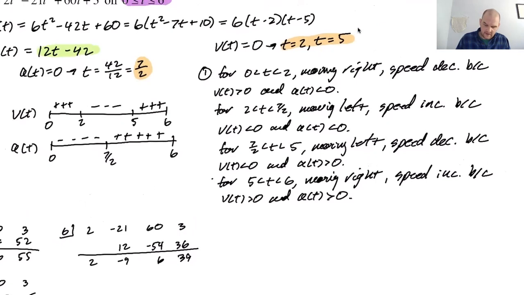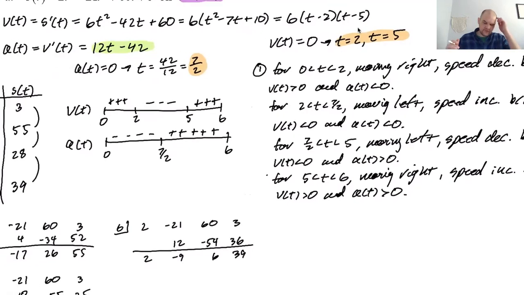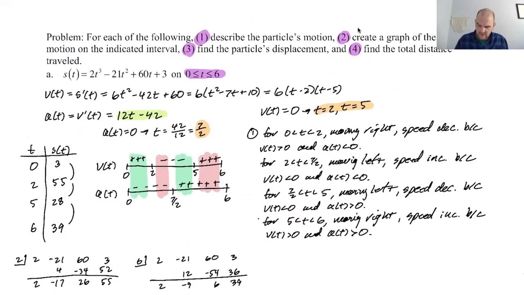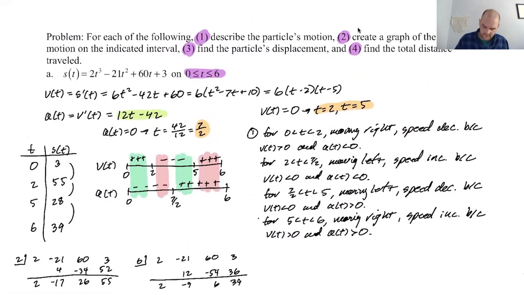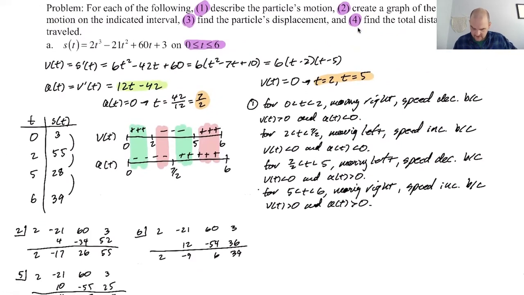All right, I think that describes the entire thing. So I'm going to do a weird highlighting job here. I'm going to highlight the regions where speed is increasing. So speed is increasing here, speed is increasing here, and speed is decreasing here, and here. And you can tell because velocity and acceleration have opposite signs. All right, so that was part 1 of 4, so this is good.